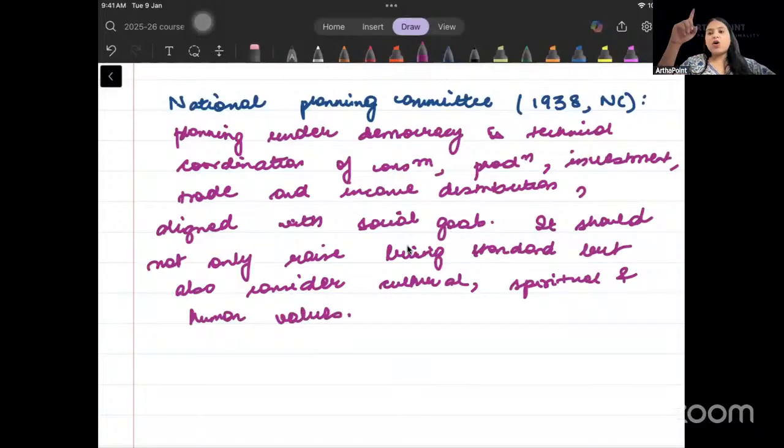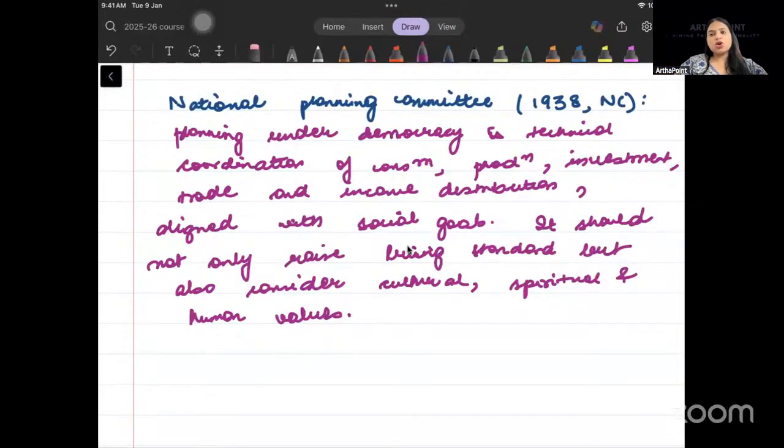देखो, according to National Planning Committee 1938 INC, planning under democracy is a technical coordination. एक coordination है किस किस चीज के बीच में? Between consumption, production, investment, trade and income distribution. कितना consume होगा, accordingly कितना produce होगा, कितना capital investment रहेगा, trade कैसे होगा और income कैसे distribute होगी, इनके बीच में we are coordinating between these five things. So economic planning is coordination between these five things.